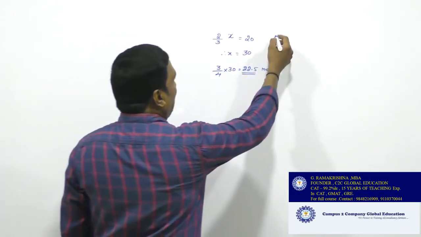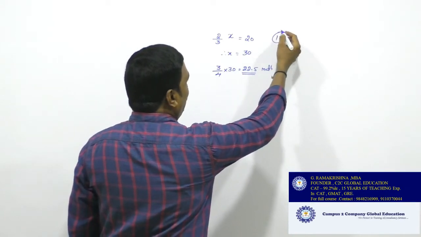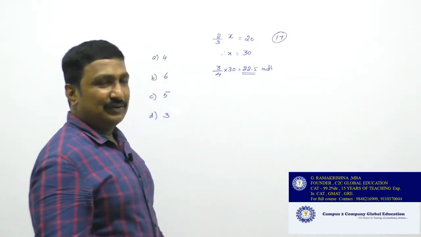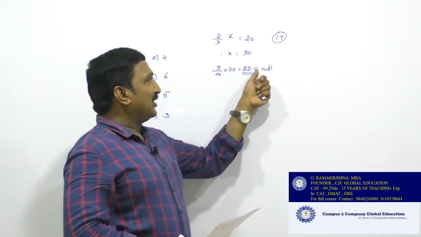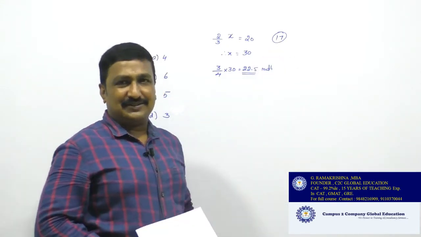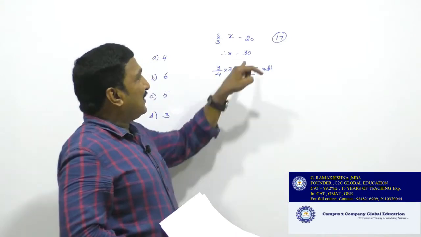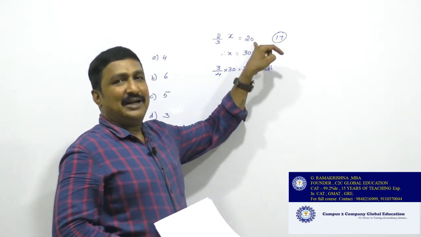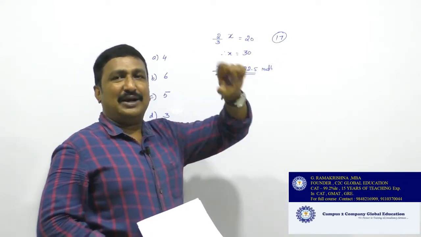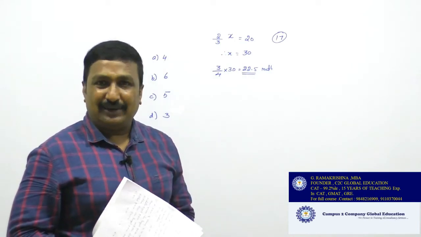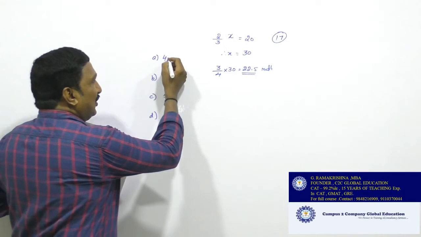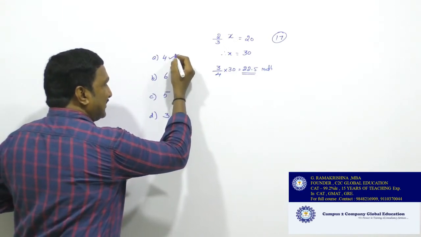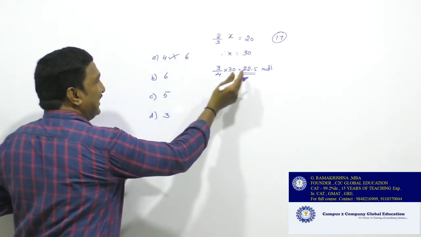And here already how many matches they won? 17 matches they won. So still how many matches we required? 22.5 minus 17 is equal to 5.5 matches, right? And out of 30 matches already how many matches are played? 20 matches are played. Remaining how many matches are left? 10 matches. So out of 10 matches, they should lose 4 matches. Still 6 matches they can win.